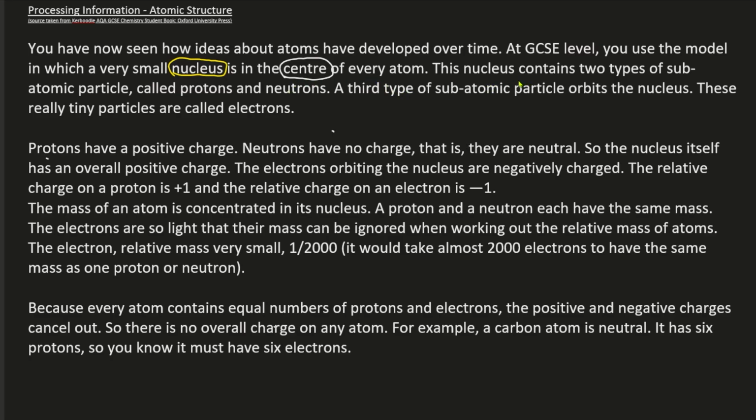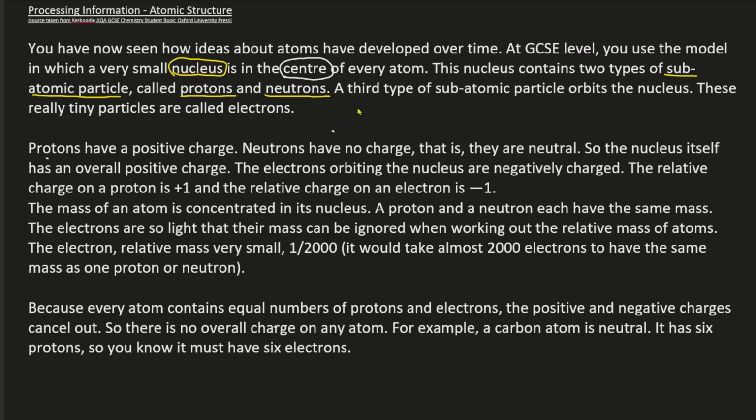This nucleus contains two types of subatomic particles. Oh, wait a minute. That sounds a bit technical to me. So let's underline that. Subatomic particle. And they are called protons and neutrons. Now let's assume that we don't know what these are at GCSE level. So let's underline them because they're now technical words here for us.